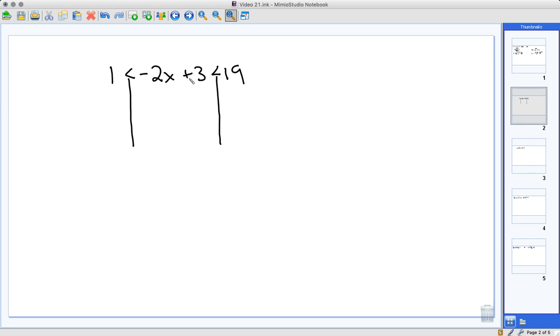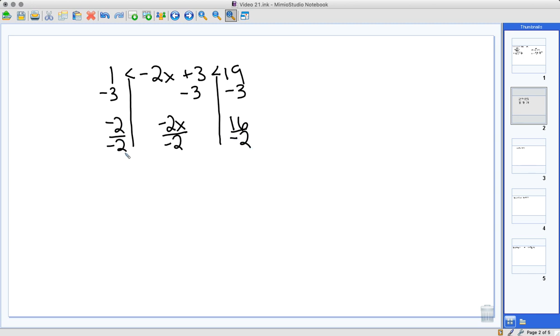The first thing we're going to do is subtract 3. We're going to subtract 3 there and subtract 3 there. So 1 minus 3 is -2. In the middle I have -2x. And then 19 minus 3 is 16. Then we divide by -2 in all of the columns.